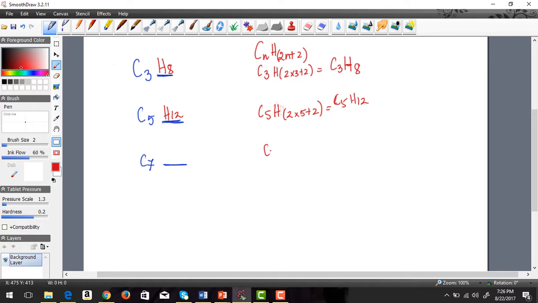Going with that same sequence, C7H, 2 times 7 plus 2 equals C7H14. Okay, or 16, sorry. I can't even do my math right. All right, so C7H16, right? So these are our compounds. Let me go get my black color so I can box these. So these are my compounds, right?